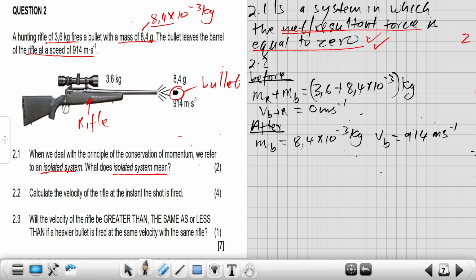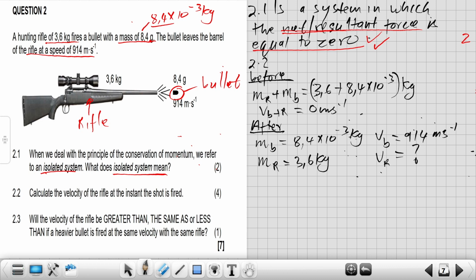Then what about the rifle? M of the rifle is still the same, which is 3,6 kg. And then V of the rifle is what the examiner is trying to get from us. So which principle can I use? I can use conservation of linear momentum.